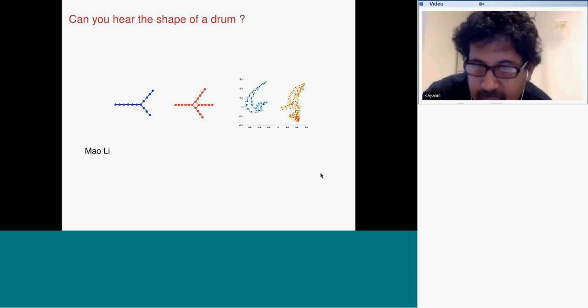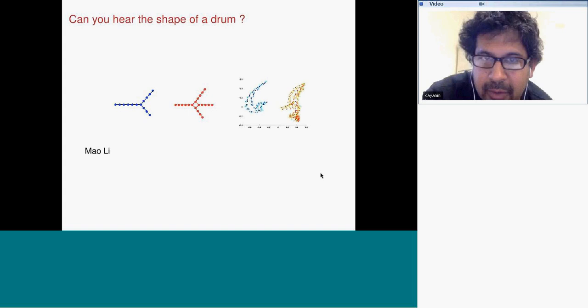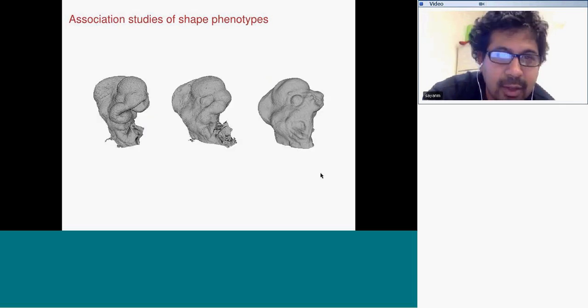Clearly, it's not going to be a sufficient statistic here, because otherwise we would have solved the graph isomorphism problem, which I'm sure I haven't. But I think exploring these types of objects is very interesting.